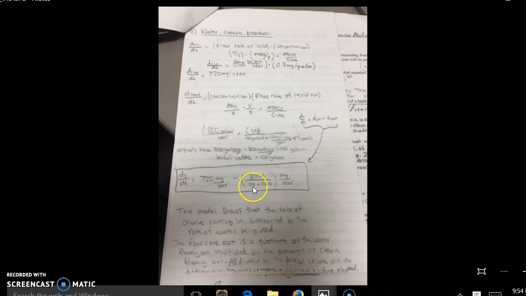If you may be asking why I didn't combine these two, well, you can't, because this one has a t involved. And we can see right over here that our units are the same. So it's going to give us the exact answer we want, which is the amount of chlorine that is going to be settled into the cistern per year.